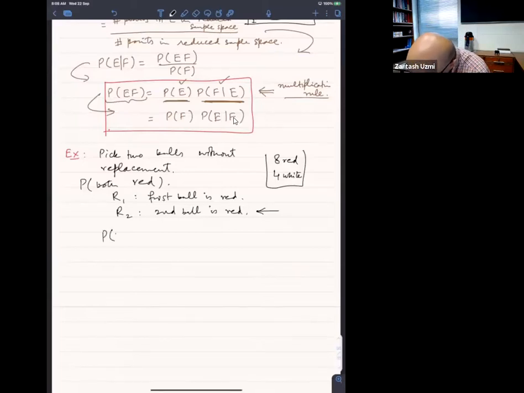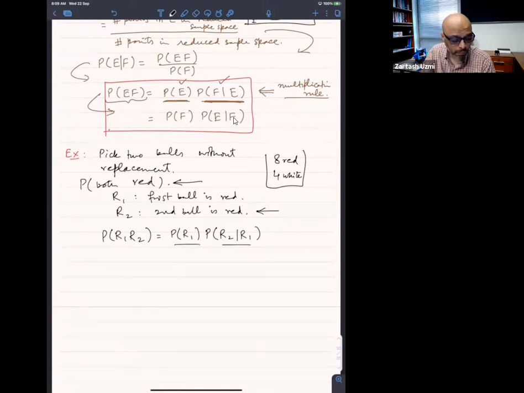So the probability of R1 and R2, which is the desired probability that both are red, can be written as the probability of R1 times the probability of R2 given R1. Not just R2, it's R2 given R1. Both of these are very easy to compute. How? The probability of R1, we know, is 8 by 12. 8 red balls out of 12 total balls.